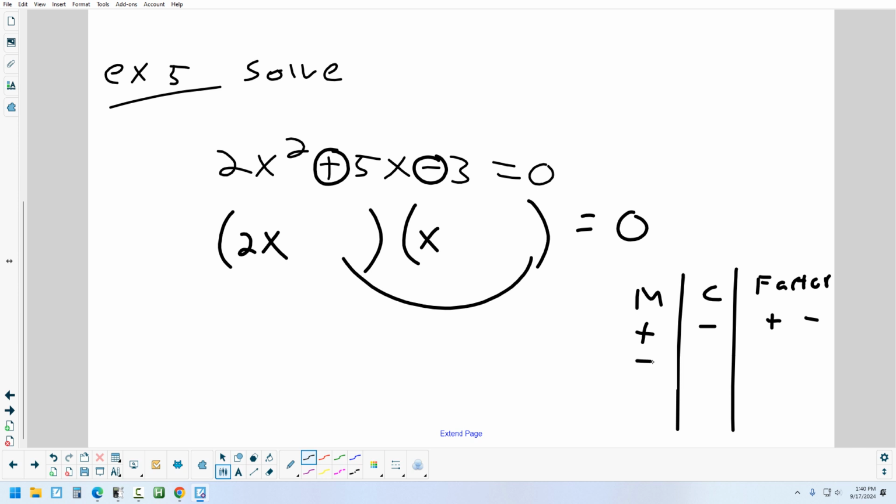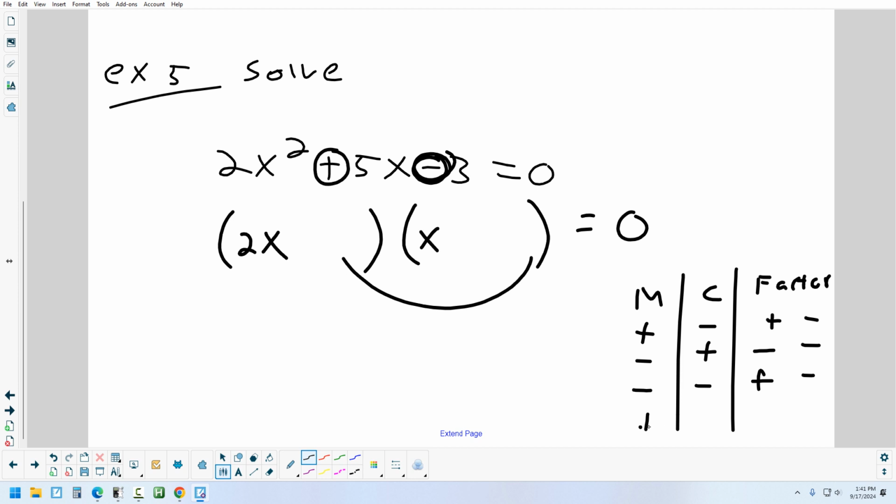Let's say you had a negative in the middle and a positive at the end. Does anybody remember what these signs would be? Yep, because negative times negative gives you a positive, and when you combine two negatives, you get a negative. How about if we had a negative and a negative? It still has to be a positive and a negative, because you have to multiply two things together to make a negative for the constant.